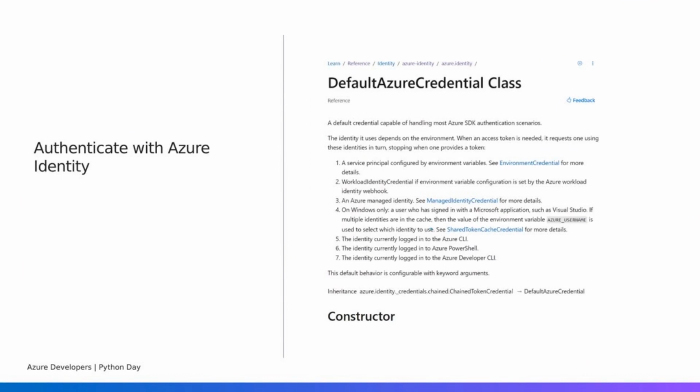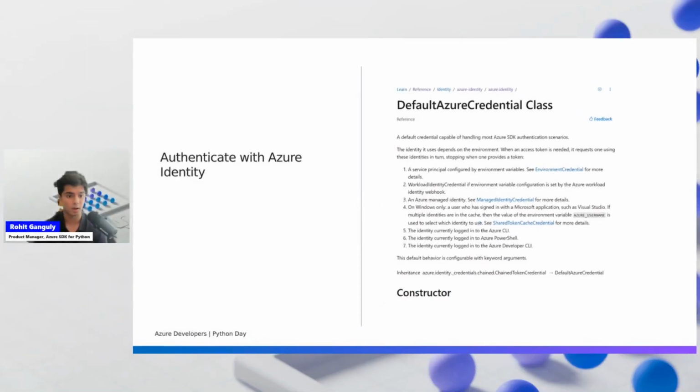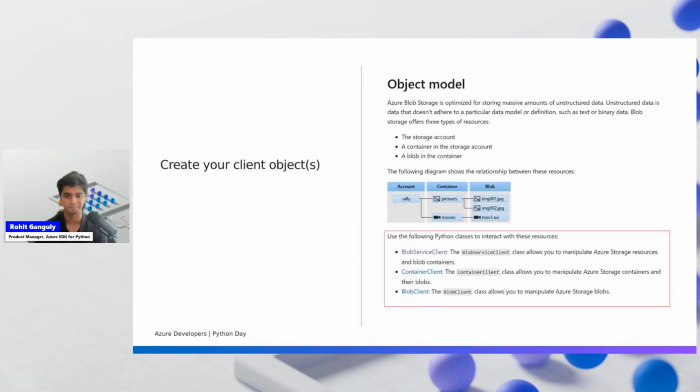So it even goes into the Azure CLI, PowerShell, developer CLI, which you just saw before, and it tests all of those credentials until one works. You can also use a specific class of credential if you'd like, and that's what I'll do in the demo. But in general, you want to authenticate with the Azure Identity Library like so.